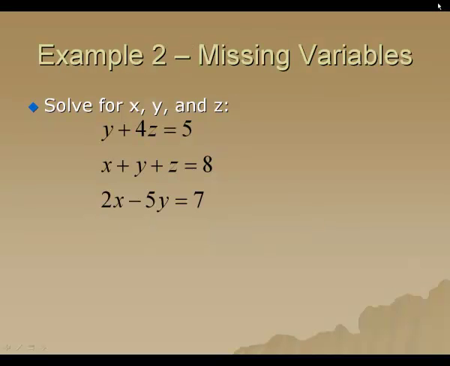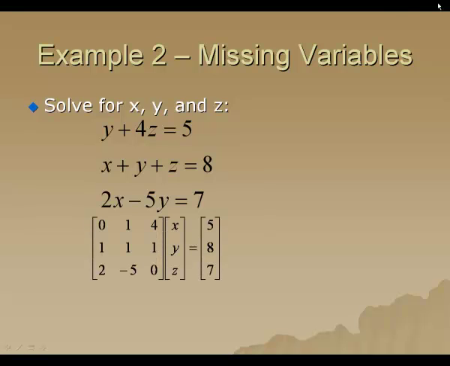When you have a missing variable, a 0 goes in for that missing variable. In this example, the x part of the first equation is missing, so we're going to put a 0 in for x. Y is 1, z is 4. In the second equation, 1, 1, and 1. And in the third equation, x is 2, y is negative 5. The z is missing, so you're going to put a 0 in for that z. Those are the values for matrix A. Matrix B is going to be the values 5, 8, and 7.